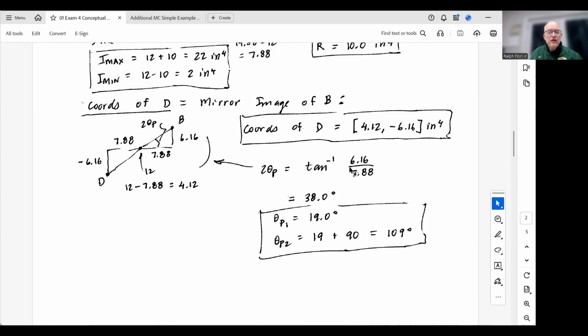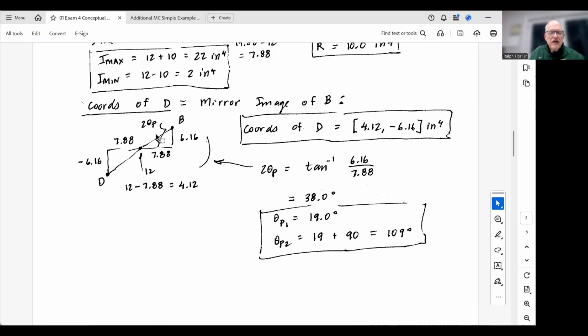If it asks you for theta P1 or theta P2, that's the angle from B down to the I max. And remember, 2 theta P on the circle is equal to the inverse tangent of 6.16 divided by 7.88, and that's 38 degrees on Mohr circle. And then half of it is 19 degrees on the original cross section.